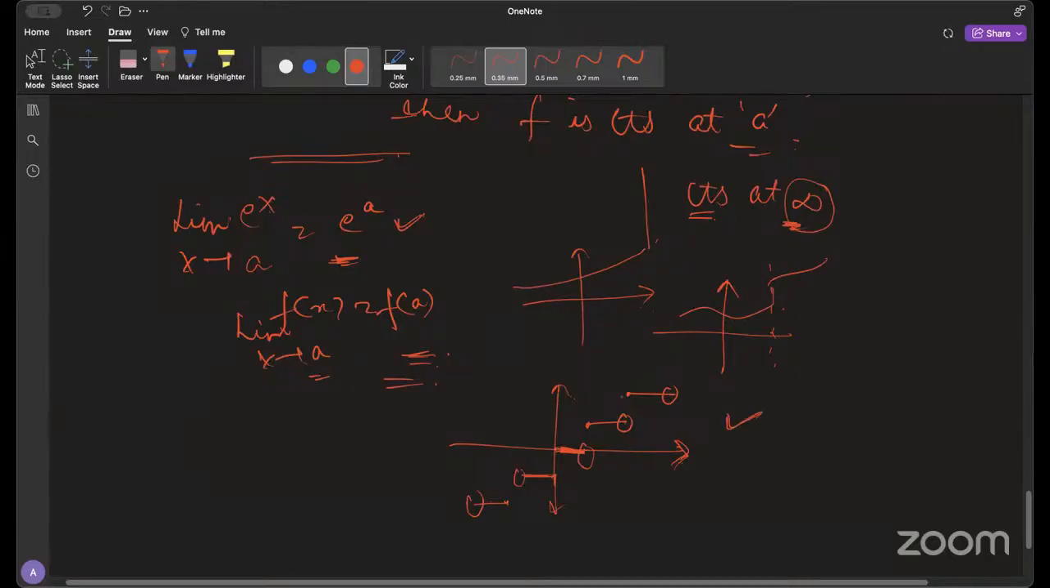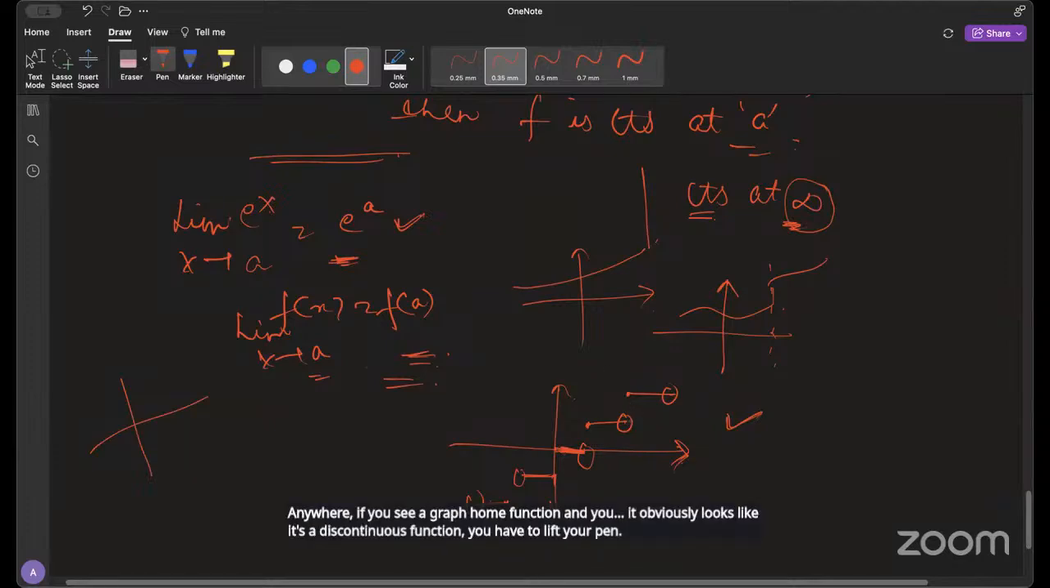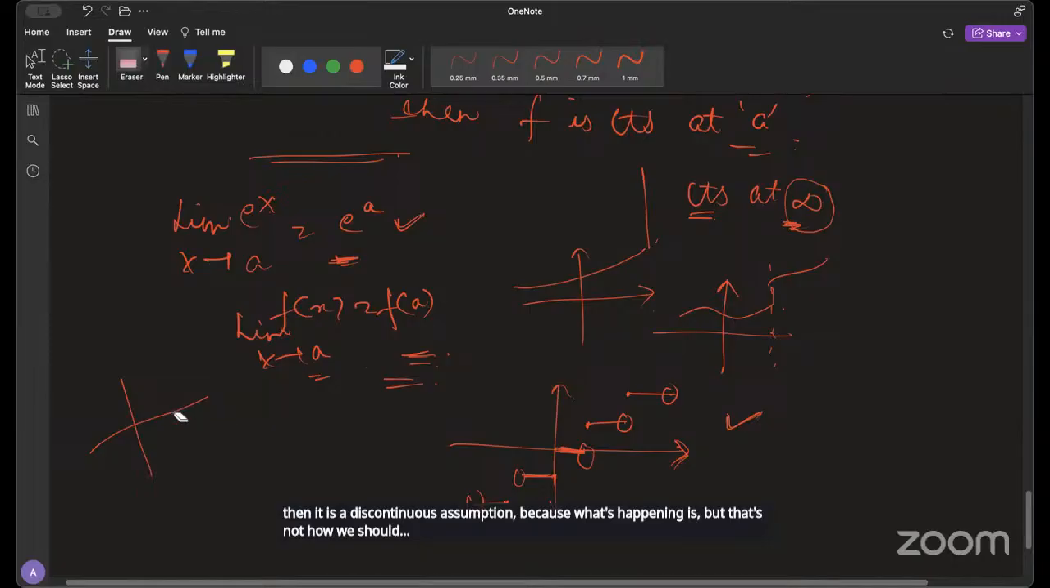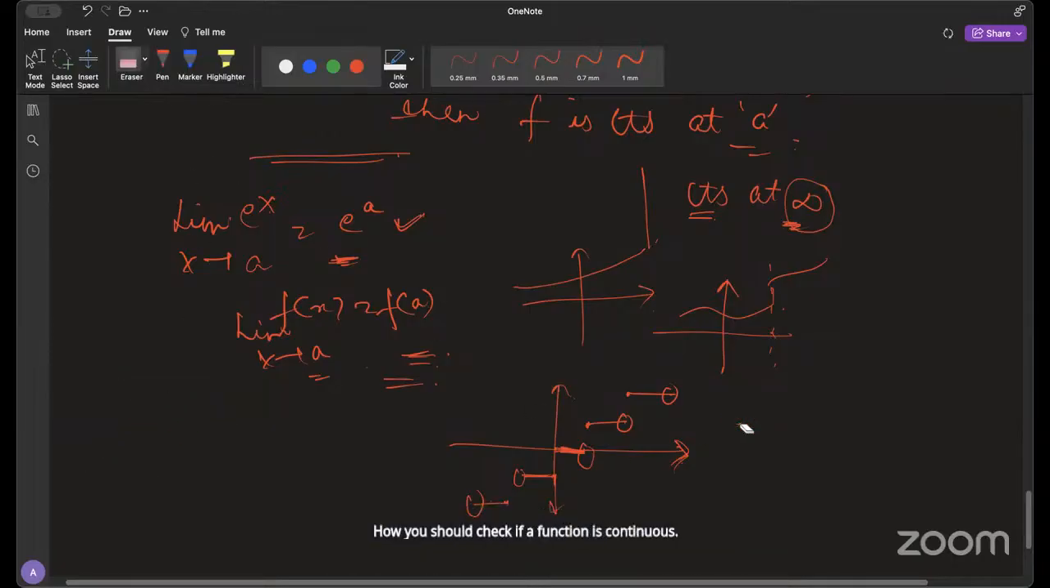It looks like it's not continuous anywhere. If you see a graph of a function and it obviously looks like a discontinuous function, you have to lift your pen, then it is a discontinuous function. But that's not how you should check if a function is continuous. What you do is you check the limit. Let's say you want to check the continuity at this point. I know that almost everyone would know that this function is continuous at this point.